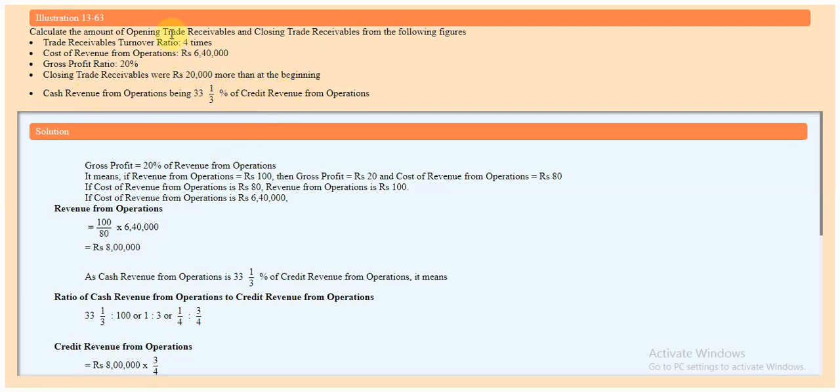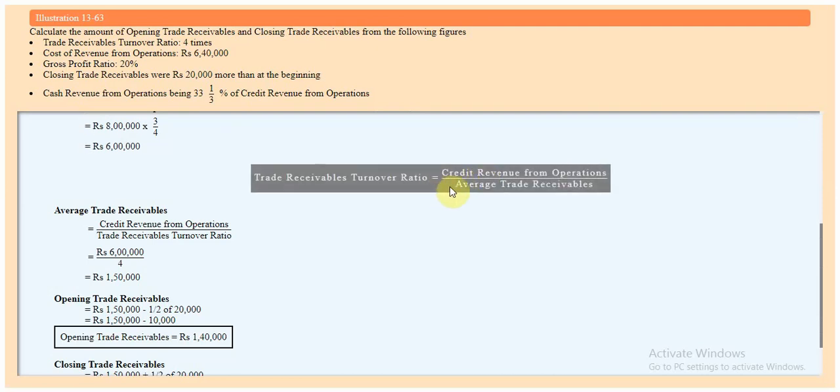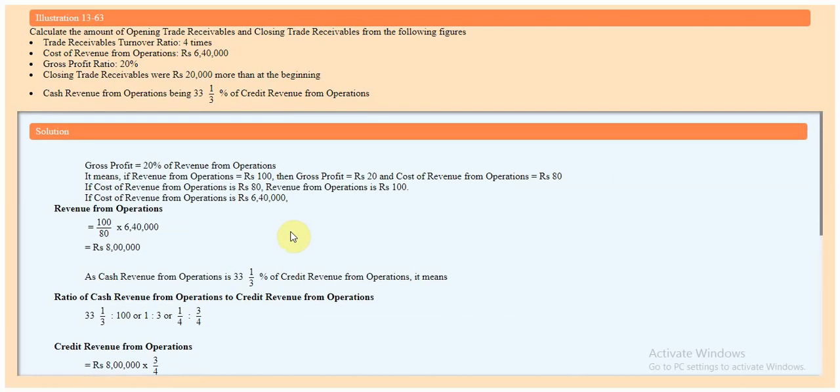Now for finding out the opening and closing trade receivables, first we will need the average trade receivables. So how do we find the average trade receivables? We have this formula here. To find out this average trade receivables, we will need the trade receivables turnover ratio and we will need the credit revenue from operations. This data, trade receivables turnover ratio, is directly given to us in the question as 4 times. We will have to find out the credit revenue from operations. So we will first find out the credit revenue.